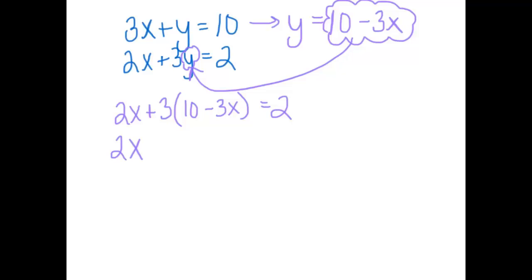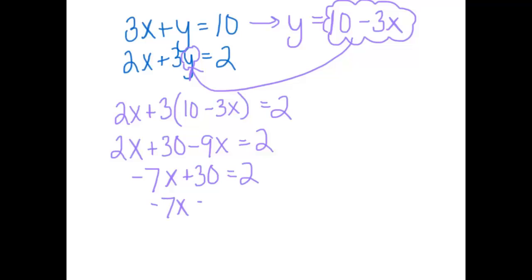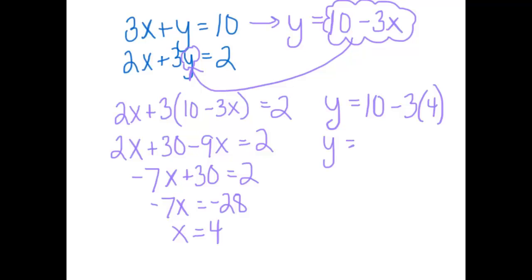We can distribute the 3, combine like terms, and finish solving for x. We get that x equals positive 4. We now can plug back in, and I'm going to plug back into the equation where y was already isolated. y equals 10 minus 3x. And we get that y equals 10 minus 12, which is negative 2. So our solution, written as an ordered pair, was (4, negative 2).